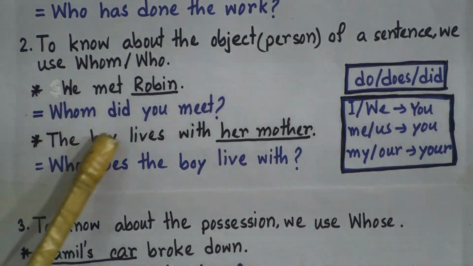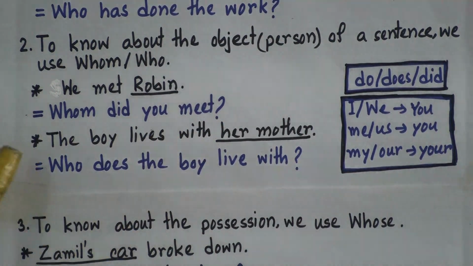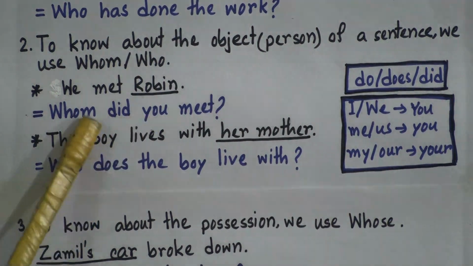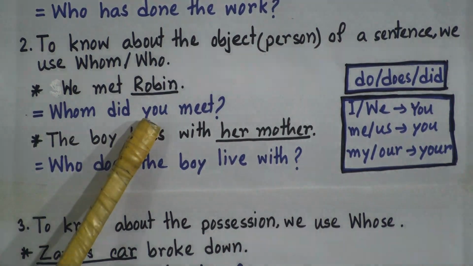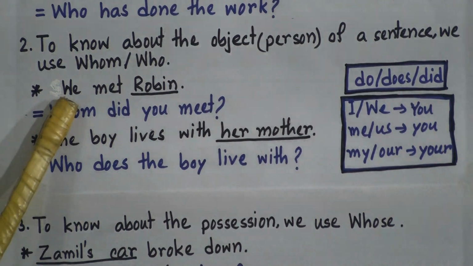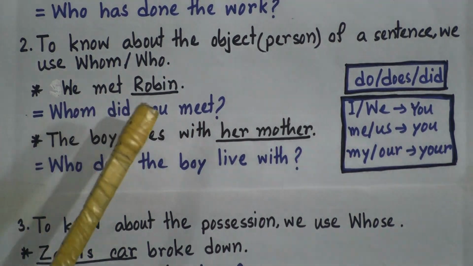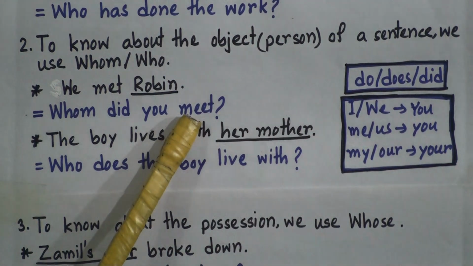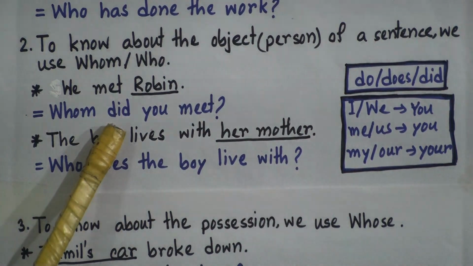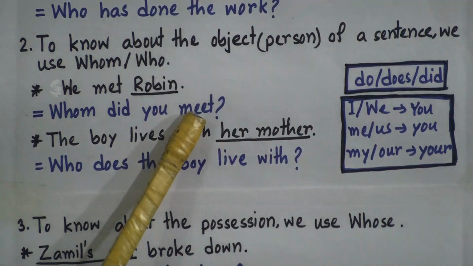Now look, whom did you meet? So after did, we will write the subject and our subject is we. So we will change into you. So whom did you? Then the present form of the verb met, it will be meet, and we know that after do, does, did, we will write the present form of the verb.